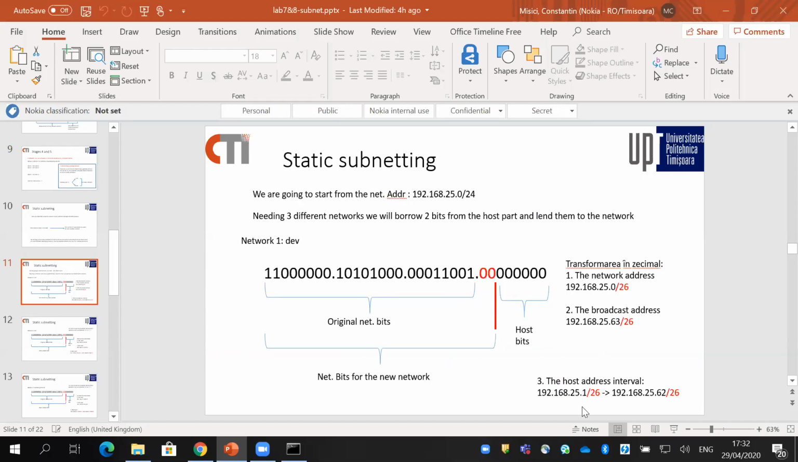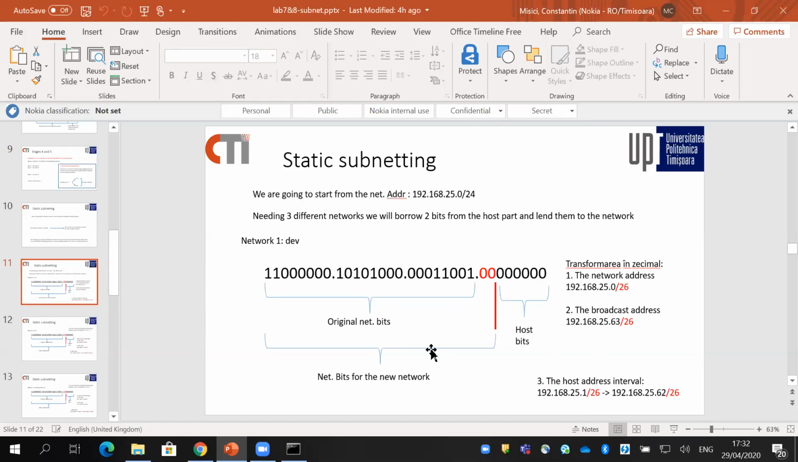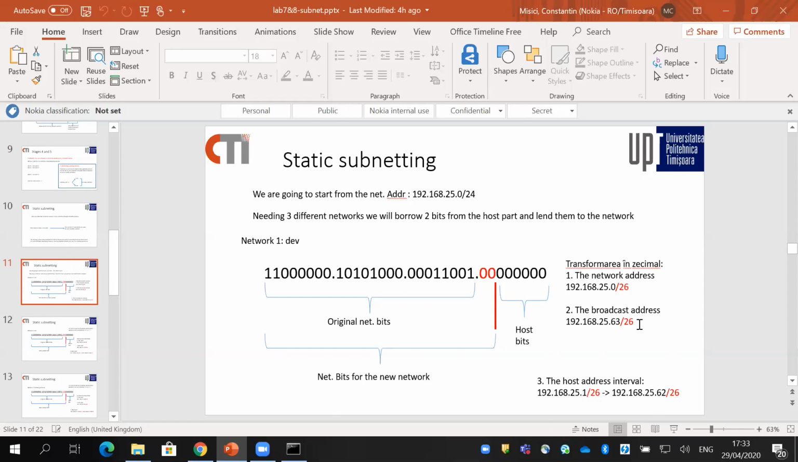We're going to the host addresses. And we see here that the first host is the network address plus 1. And we go to the example and we see that. We take the network address and we add a plus 1. The last address is the broadcast address minus 1. Can you tell me, please, how many host addresses do I have in this particular interval?